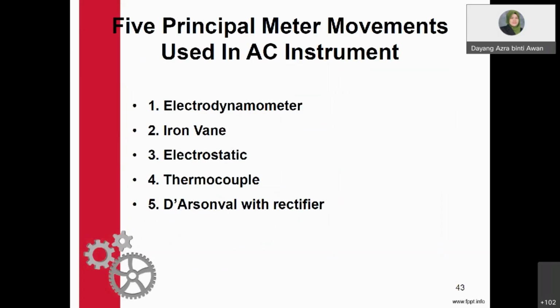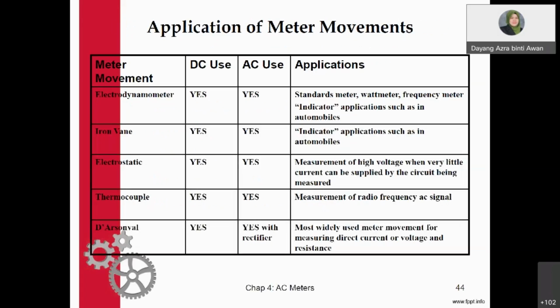Okay, so five principal meter movements used in AC. We have electrodynamometer, iron vane, electrostatic, thermocouple, and d'Arsonval with rectifier. Okay, so this is all the applications of meter movements in all different types of meter movement. You can see that either they can be used for DC or they need to be used for AC. For example, we have a d'Arsonval. You can see that if you want to use it as an AC device, you need to have a rectifier. This is the most widely used meter movement for measuring direct current or voltage and resistance.